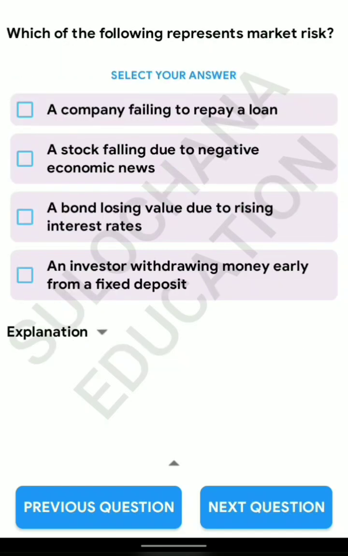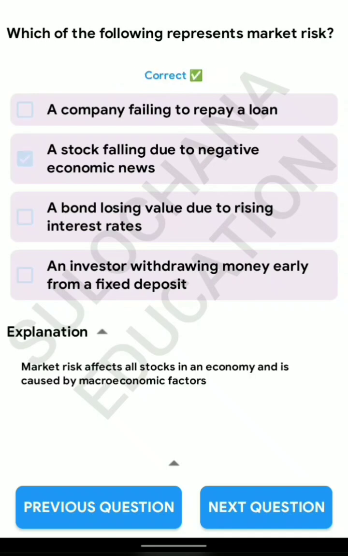Which of the following represents market risk? Options are, and answer is B. A stock falling due to negative economic news.